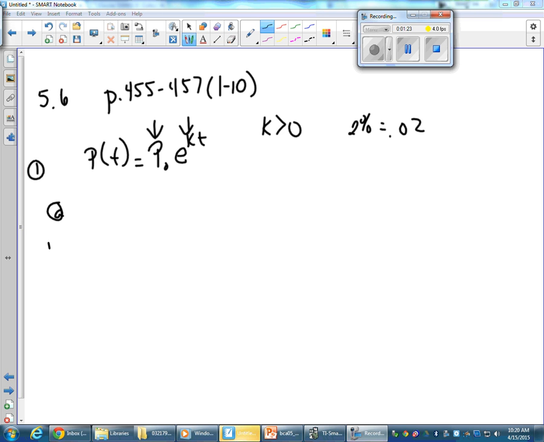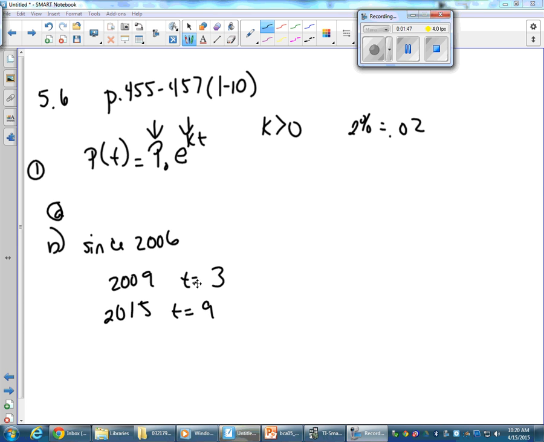Question part B, estimate the population of the world in 2009 and in 2015. Now, for 2009, you're not going to use 9. We're talking about years since 2006. So for 2009, for t, you would use 3. In 2015, for t, you would use 9. It's 9 years since this function started.